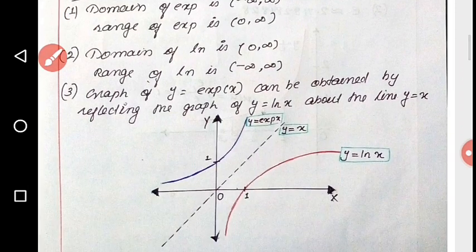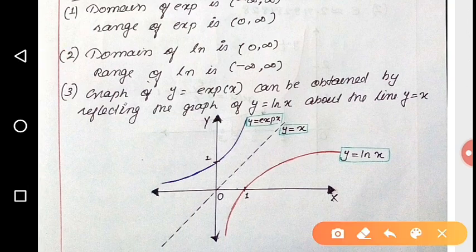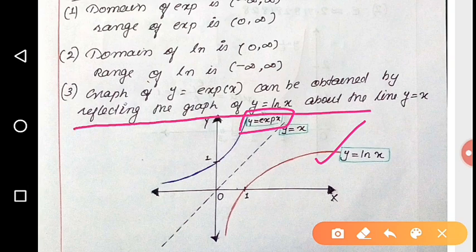Now this is the graph of exp of x. Since it is the inverse function, if this red line is ln x, then exp of x can be obtained by reflecting the graph about the line y equal to x.